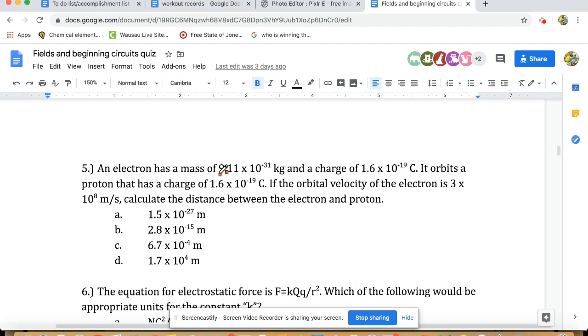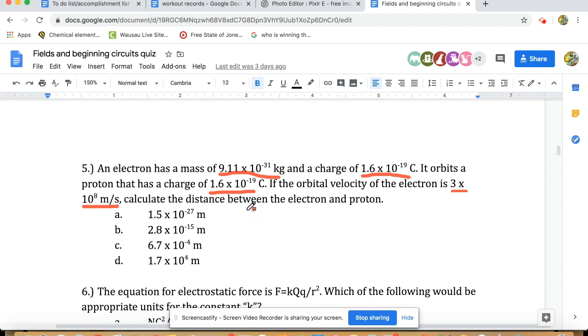An electron has a mass of 9.11 times 10 to the minus 31st, charge of 1.6 times 10 to the minus 19 coulombs. It orbits a proton with also that same charge. The electron is traveling at 3 times 10 to the 8th meters per second. Calculate the distance between the two.